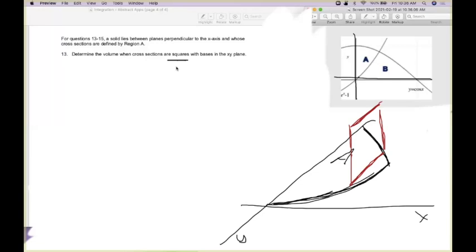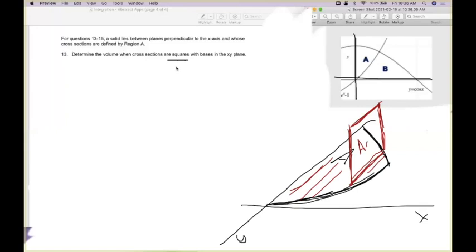And there is a single cross-sectional piece of region A as defined by the problem. Hopefully you can imagine there's a whole bunch of these skinny little squares throughout, and we're just showing you one of them right now. Notice there's no rotation component in this. What we've got for this is our cross-sectional area.